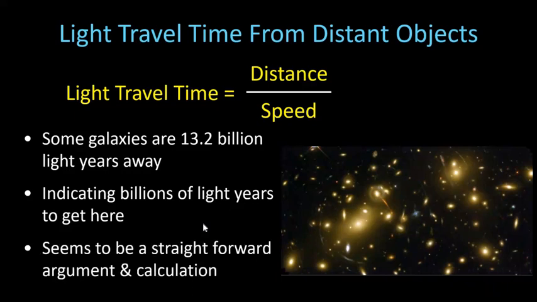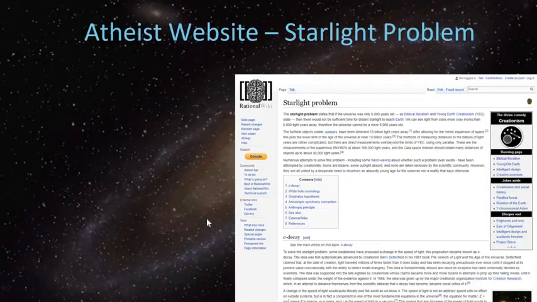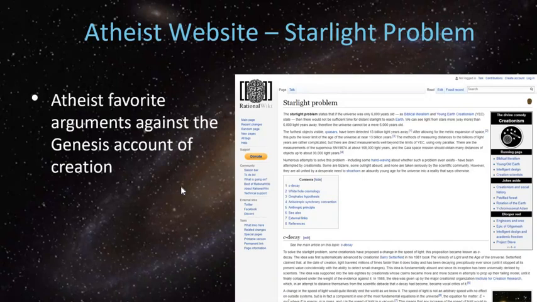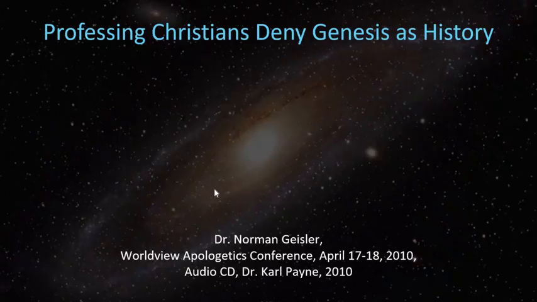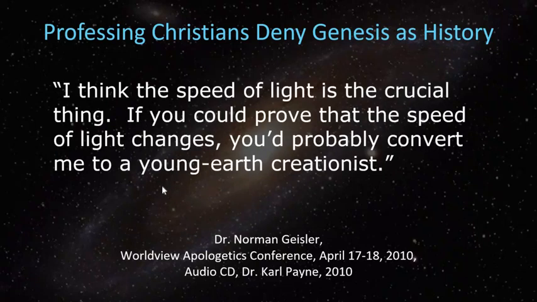Well, this seems like a straightforward argument and calculation. And in fact, the atheist website, the Rational Wiki, talks about the starlight problem. And that's the atheist's favorite argument against the Genesis account of creation. And some professing Christians use this argument for an old earth as well. Dr. Norman Geisler, anybody hear of him? I see a couple in the audience, good. He's an example of a professing Christian who denies Genesis as history. And he wrote this, "I think the speed of light is the crucial thing. If you could prove that the speed of light changes, you'd probably convert me to a young earth creationist."